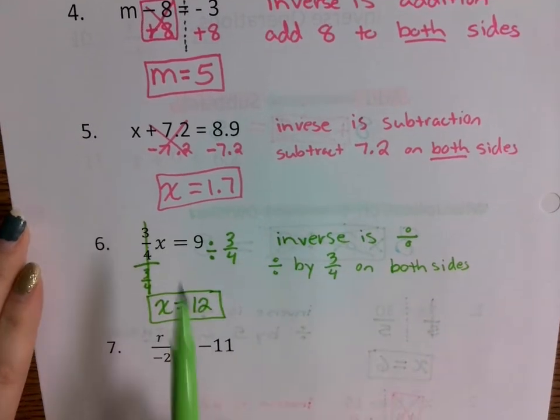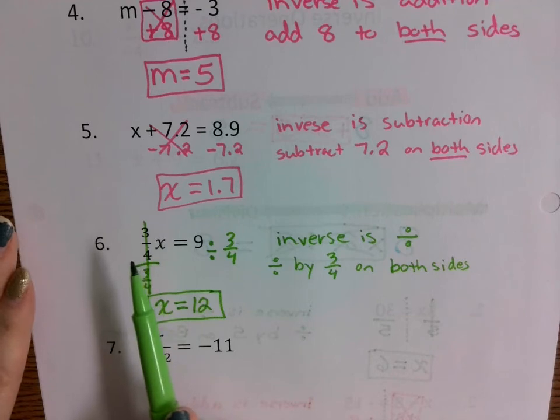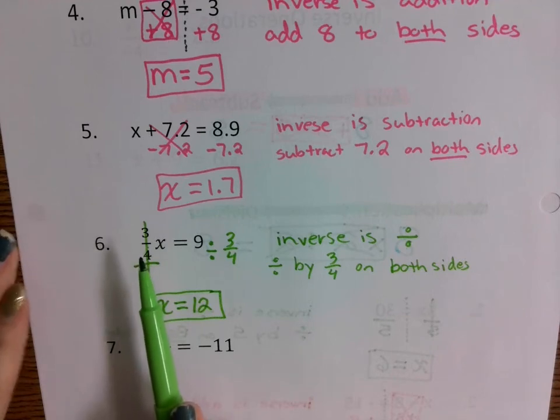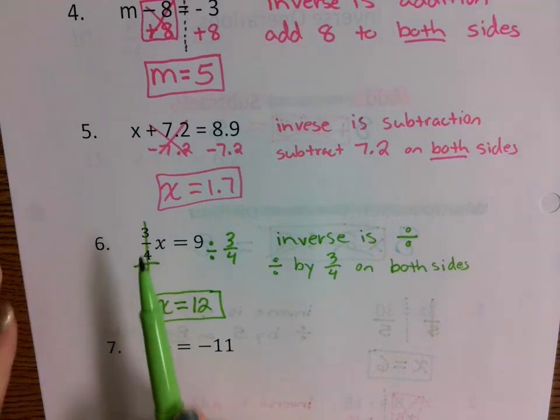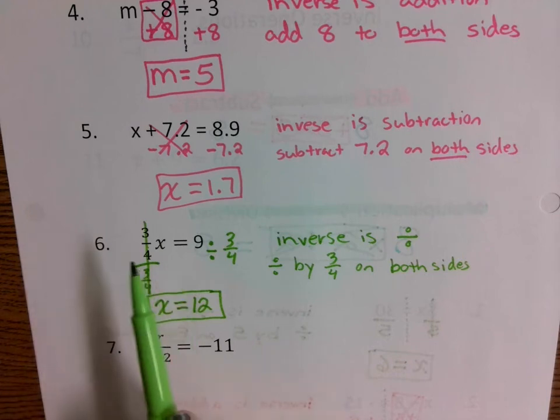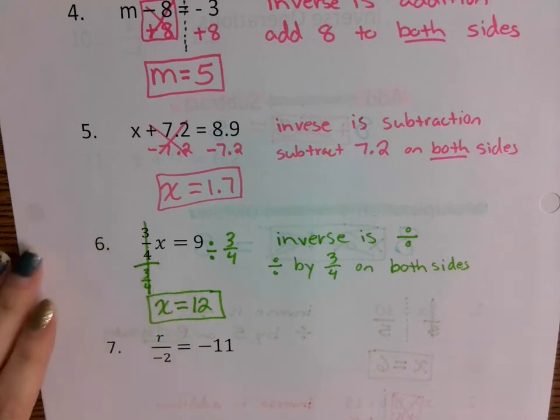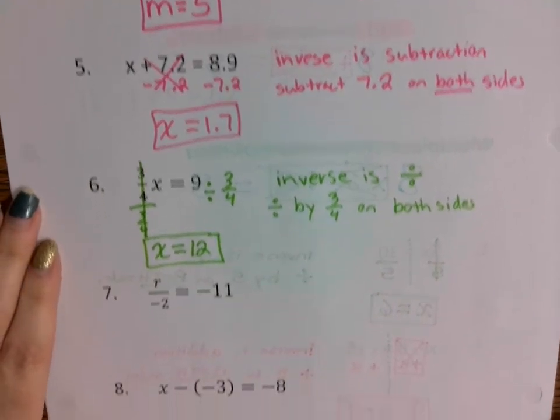Remember, when a number, whether it's a whole number, an integer, a decimal, or a fraction, is in front of the variable, that currently showcases multiplication. Your inverse operation will always be division.